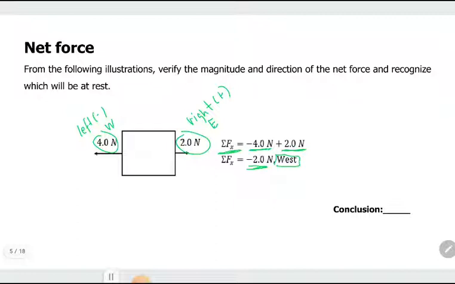So the conclusion is the object will accelerate to the west, or leftwards, will accelerate leftwards. Mas malakas yung hatak pakaliwa, in other words.